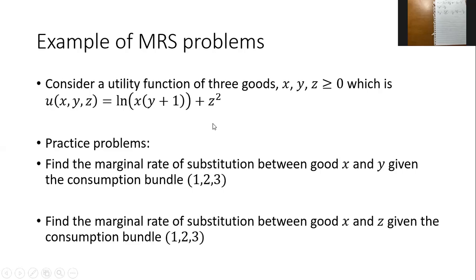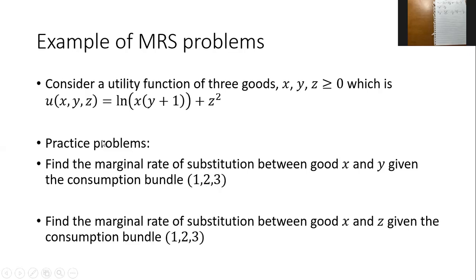That's a utility function. The concept of marginal rate of substitution still applies here, even though you can't visualize it. I don't want you to visualize it. I want you to understand the math. Let me read this problem. The problem says, find the marginal rate of substitution between good X and Y, given the consumption bundle 1, 2, 3. You can solve this.